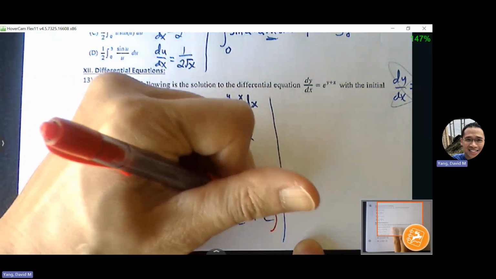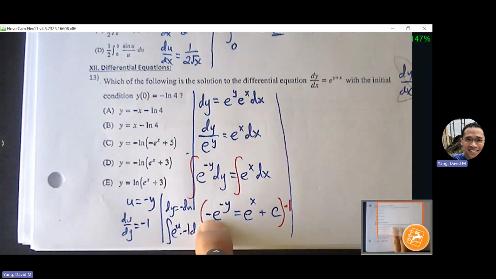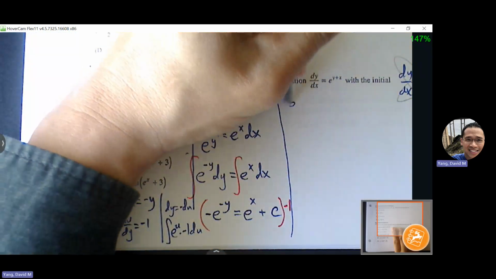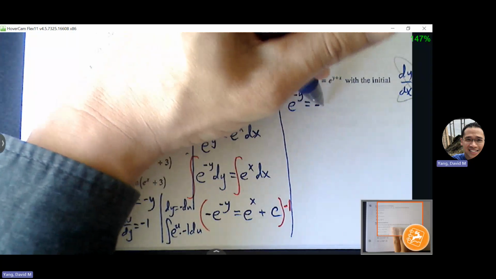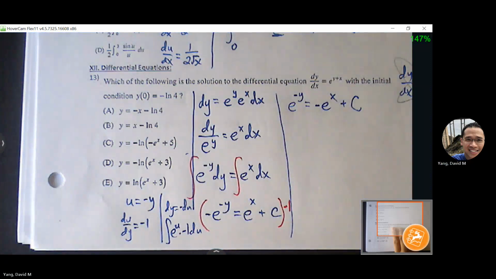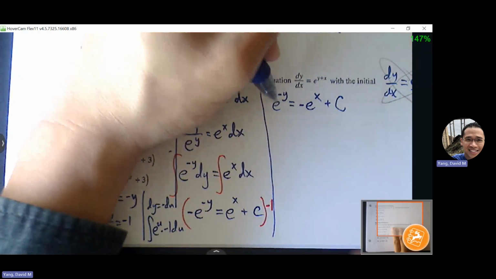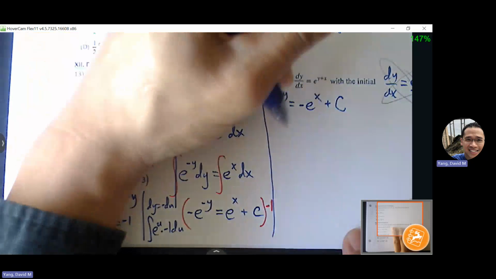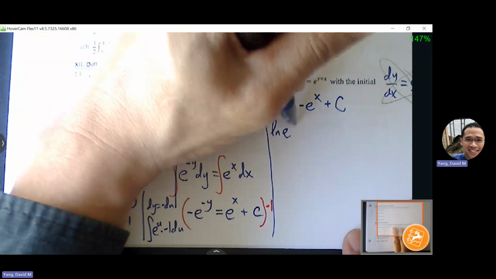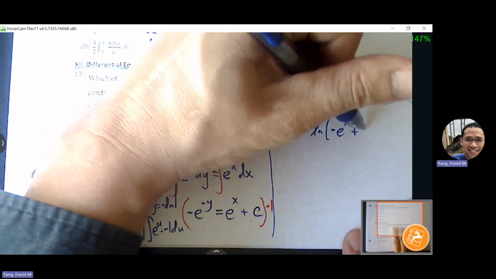I'm going to multiply everything through by negative 1, just so I can get that negative out of the way. So I get e to the negative y is equal to negative e to the x plus c. I'm going to do it a little bit differently than what I have in the key. I'm going to take the natural log of both sides to drop that negative y down. So natural log of e to the negative y is equal to natural log of negative e to the x plus c.